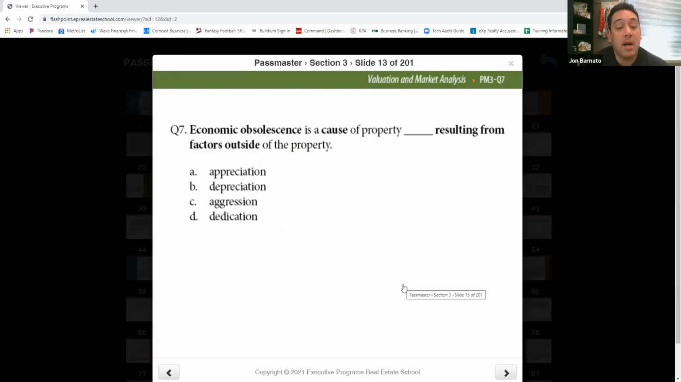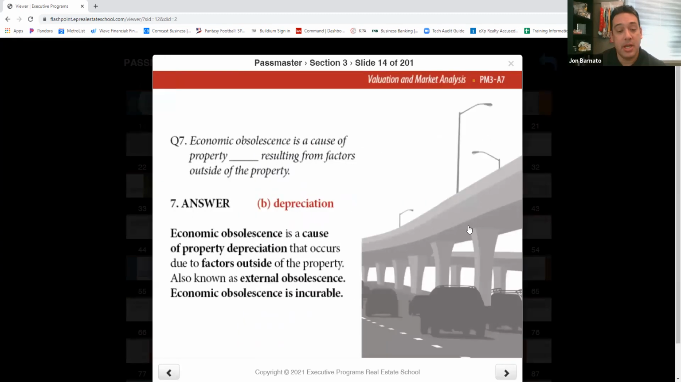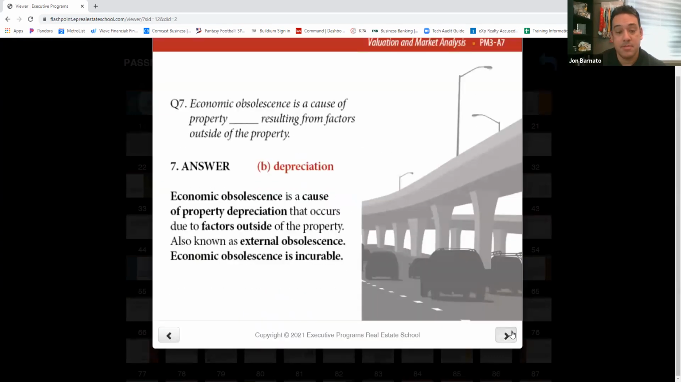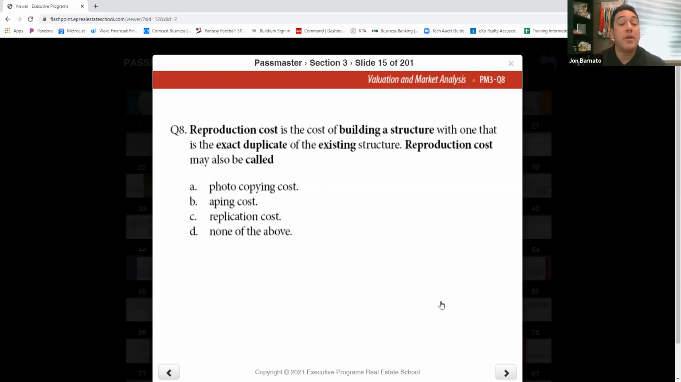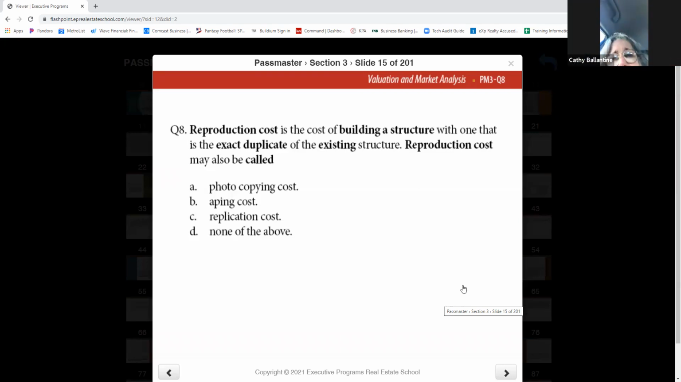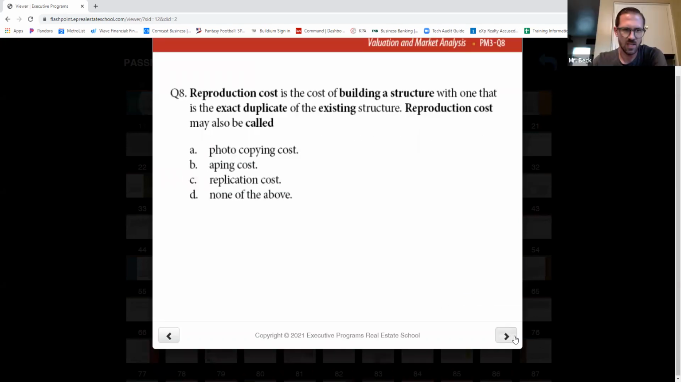Economic obsolescence is a cause of property blank resulting from factors outside the property. B. Depreciation. Correct. Depreciation. Yep. Reproduction cost is the cost of building a structure that is the exact duplicate of the existing structure. Reproduction cost may also be called C. Replication. C. You want to agree? C?